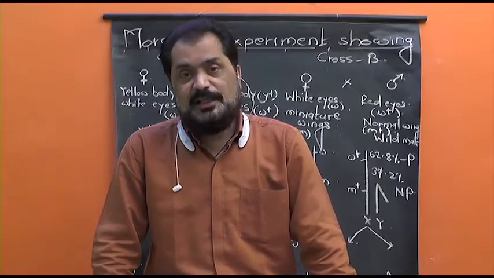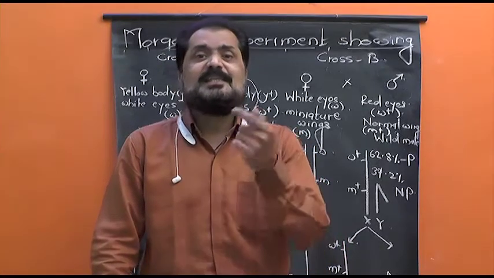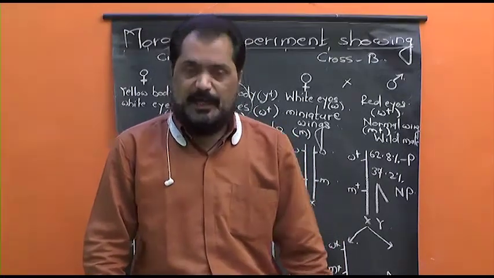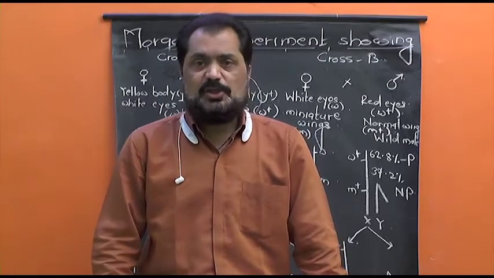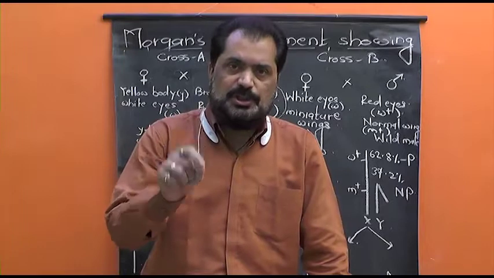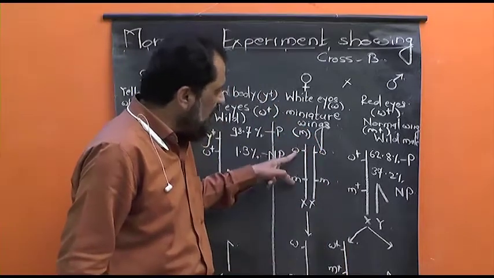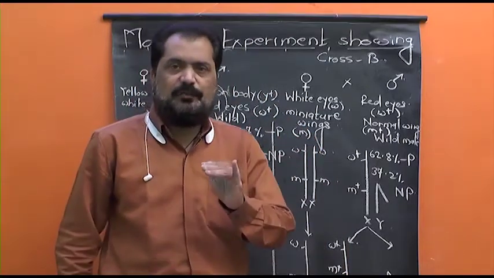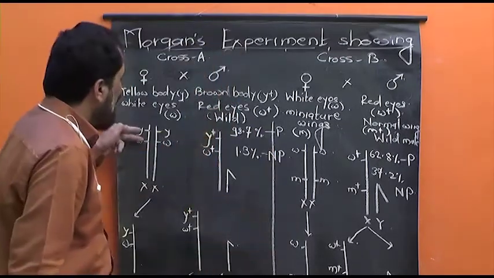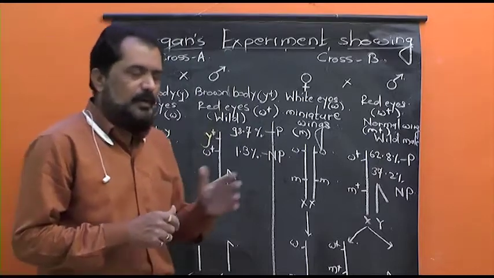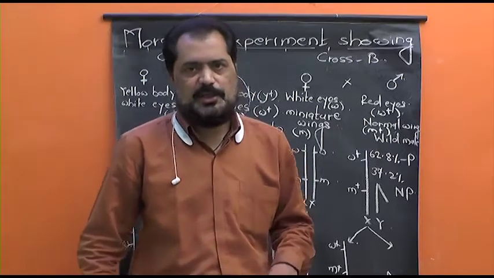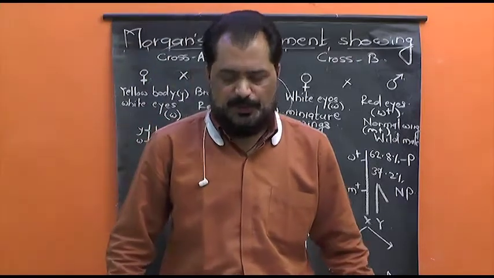When this linkage is seen in sex-linked genes, it is known as sex linkage. The chances of recombination are more in genes which are loosely linked, and less in strongly linked genes. Here we have completed Morgan's experiment showing linkage, sex linkage and recombination.